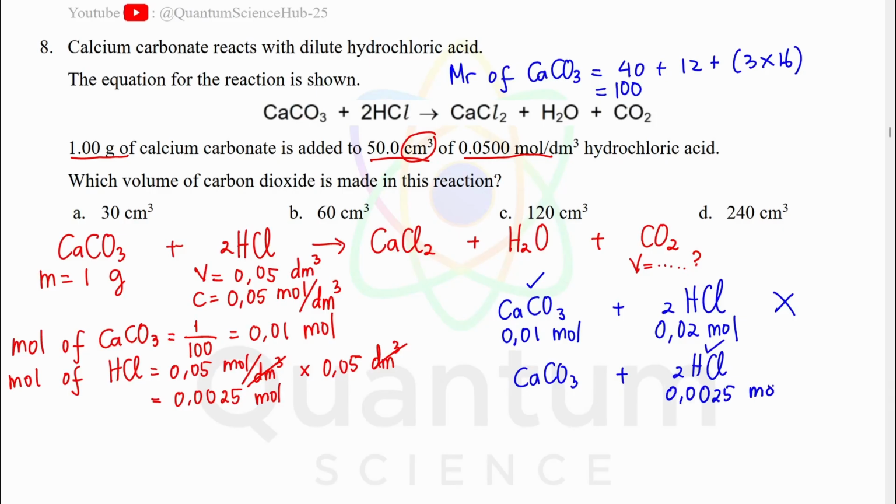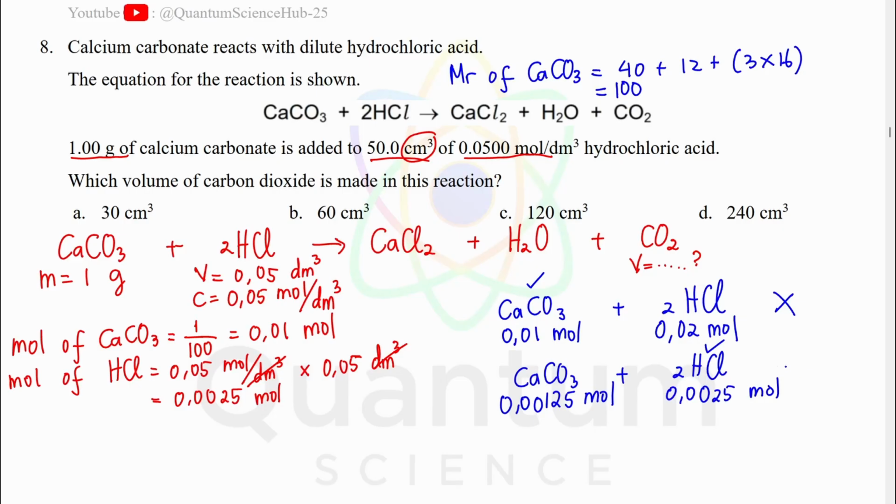0.025 mole. CaCO3 in here is 1 molecule, so this 0.025 mole is for 2 molecules. So how many moles for 1 molecule of CaCO3? We divide by 2, right? So 0.025 divided by 2 is 0.0125 mole. But I have 0.01 mole. I only need 0.00125 mole, which is more than enough.